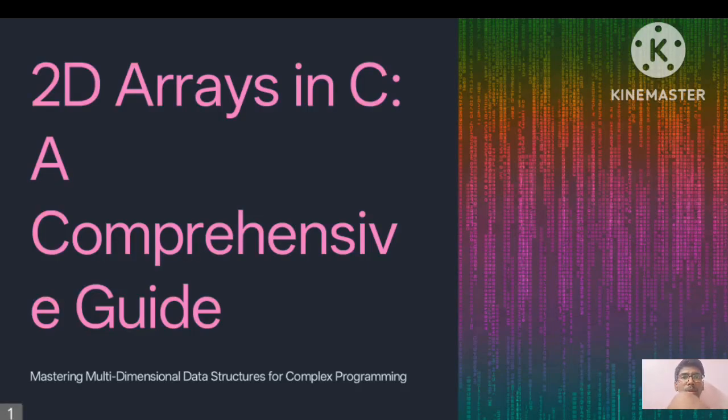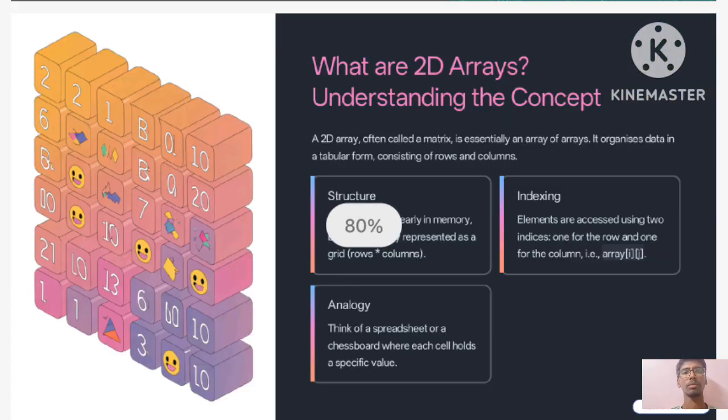Today we are going to discuss arrays, a comprehensive guide featuring multidimensional data structures for complex programming. What are 2D arrays? A 2D array, often called a matrix, is essentially an array of arrays. It organizes data in table form consisting of rows and columns.